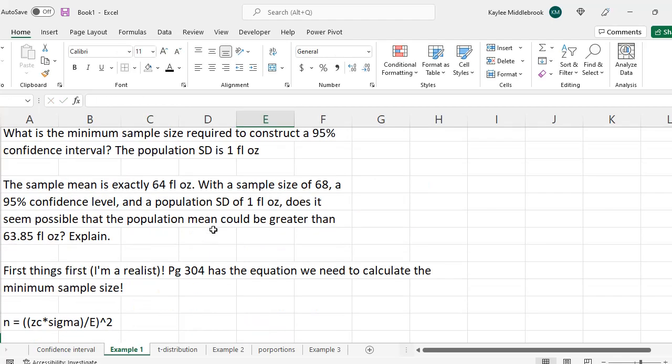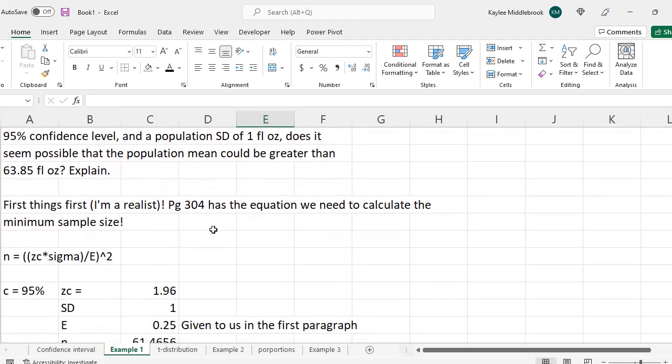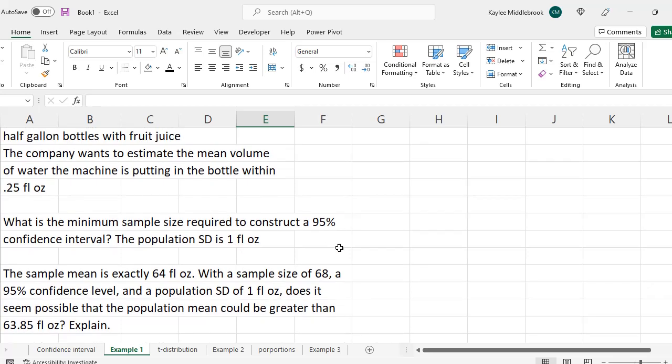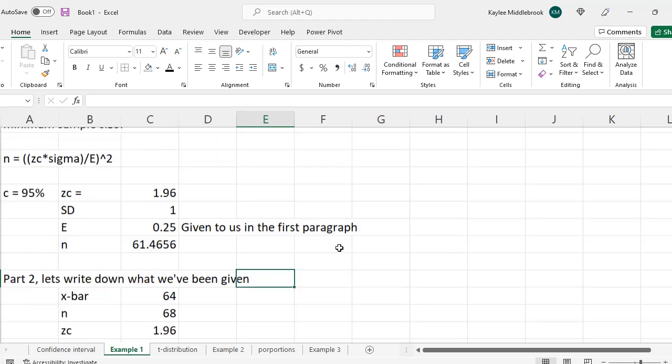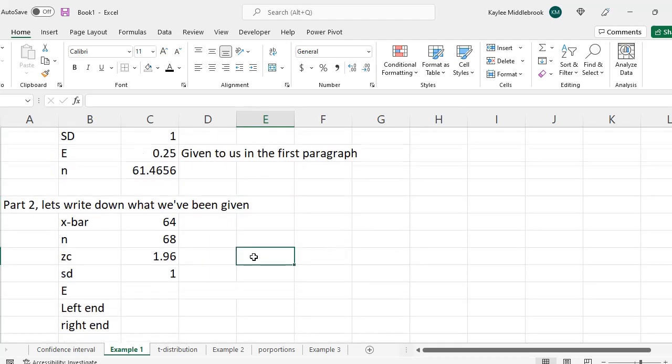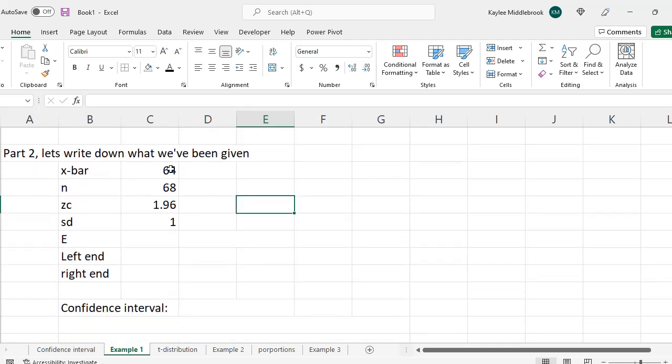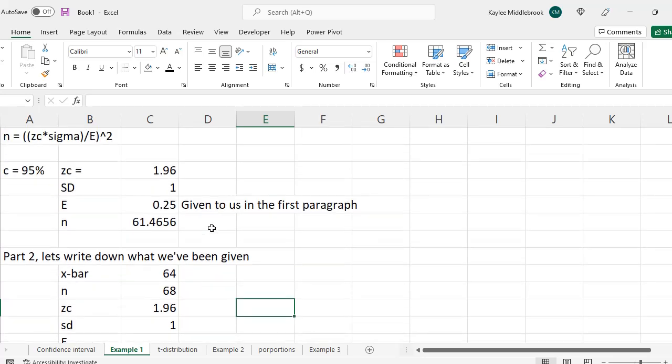Now hopping back to part B. We're given now that the sample mean is exactly 64 fluid ounces, with a sample size of 68, a 95% confidence level, and a population standard deviation of 1 fluid ounce. Does it seem possible that the population mean could be greater than 63.85 fluid ounces? Explain your answer. For this one, I copied down the information that we've been given. Our x bar, or the mean, is 64, the n is 68, and our confidence level is still 95% as it was before. So I copied that critical value down.